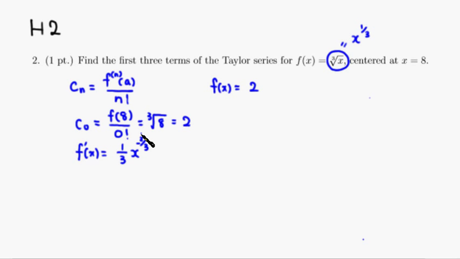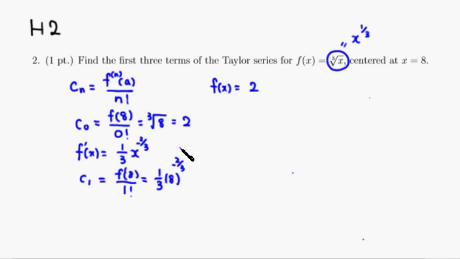Once you know the first derivative, we can find C1. C1 is equal to f prime of 8 over 1 factorial. Since 1 factorial is 1, I'm not going to worry about that. So it's going to be 1/3, and we plug in 8, so it's 8 to the negative 2/3 power.